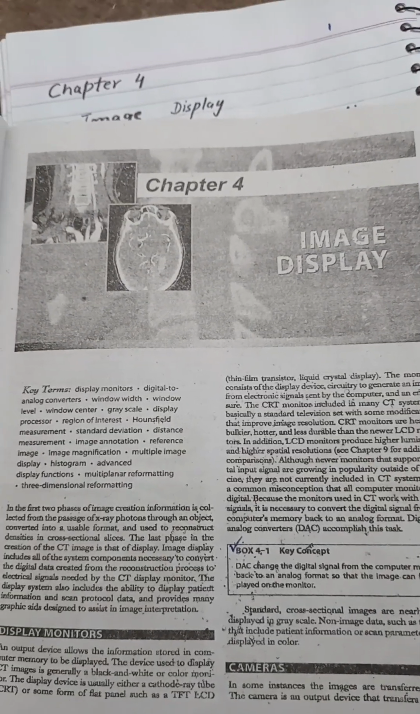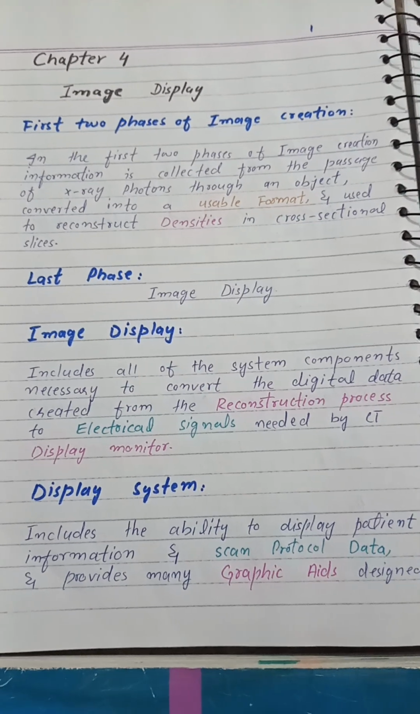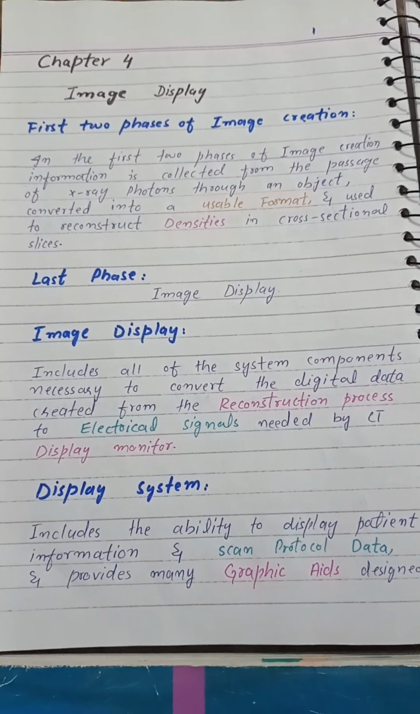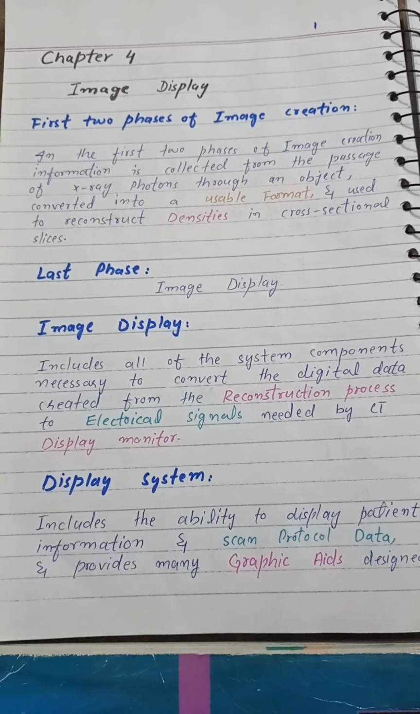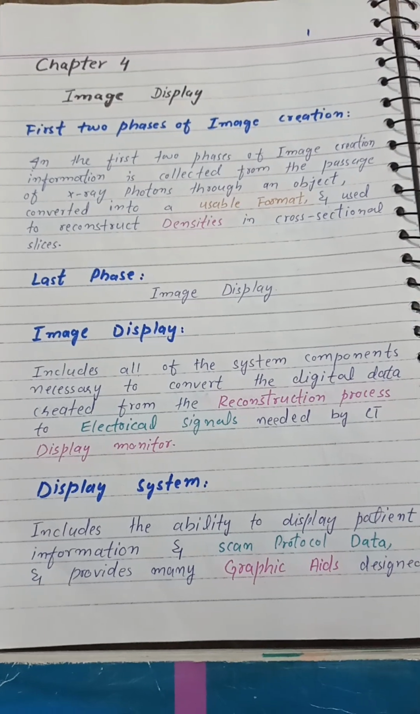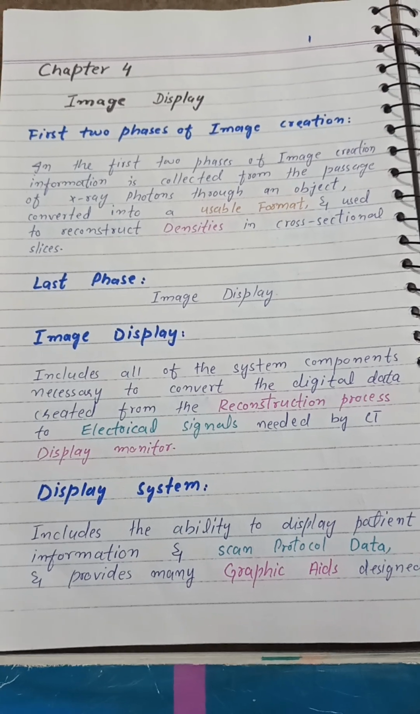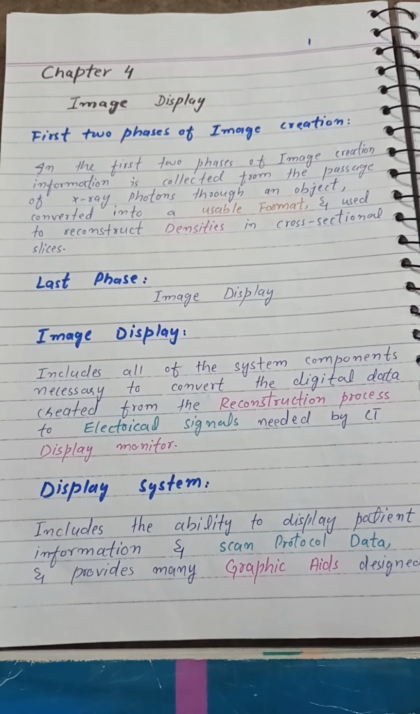Chapter 4: Image Display. First two phases of image creation. In the first two phases of image creation, information is collected from the passage of X-ray photons through an object, converted into a usable format, and used to reconstruct densities in cross-sectional slices.